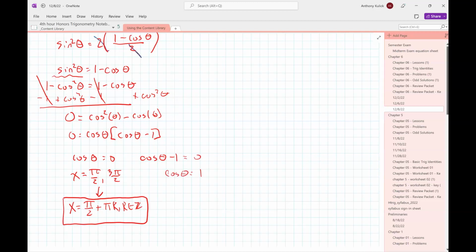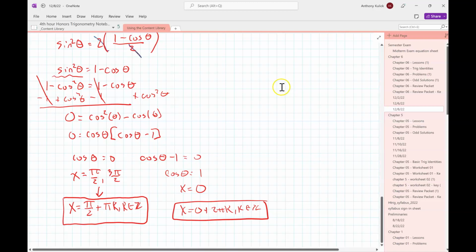So we'll add 1 to both sides, and I'll go to my unit circle. Cosine theta is equal to 1 at 0. That's the only place it's equal to 1. But it's all solutions, so all I do is slap a plus 2 pi k on the end of that. And we are good to go. So that is my solutions. And I'm all done there.